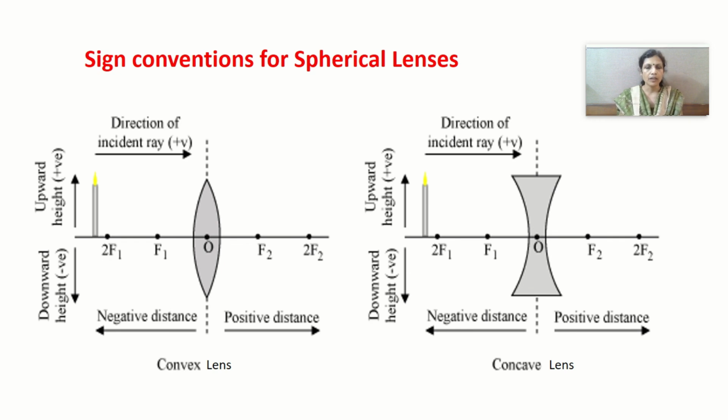Then considering the focal length, for convex lens the focal length is positive, and for concave lens the focal length is negative. So you have to just imagine which side of the optical center the distances are, and accordingly follow the signs. Alright.